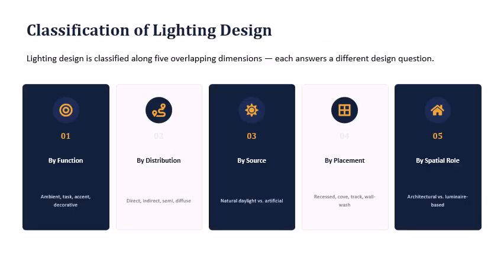Next is the classification of lighting. Lighting design is classified along five overlapping dimensions: the first is by function, the second is by distribution, the third is by source, the fourth is by placement, and the fifth is by the spatial role which the light plays.